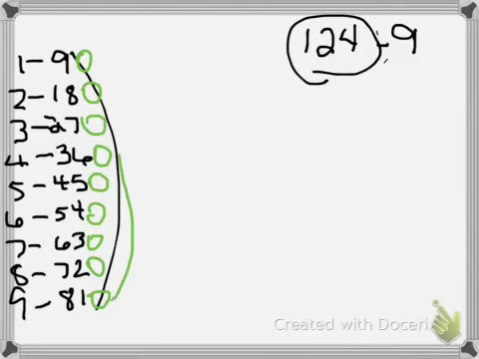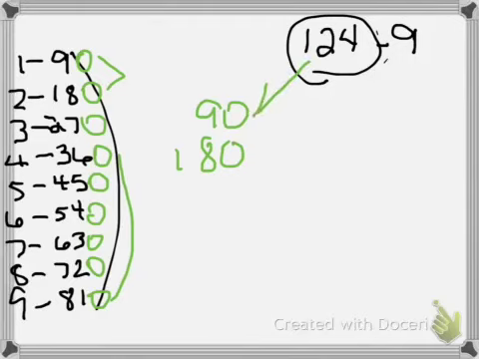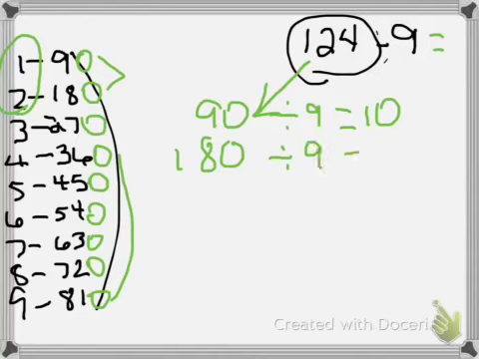Those are really high numbers. If I look, it's going to be somewhere up here. So it's going to fall between 90 and 180. That's where 124 falls. But what I'm wanting to know is where the quotient is actually going to be. To find the quotient, I need to look at what I multiplied 9 by to get those answers. Well, I multiplied 9 by 10 to get 90, and I multiplied 9 by 20 to get 180.